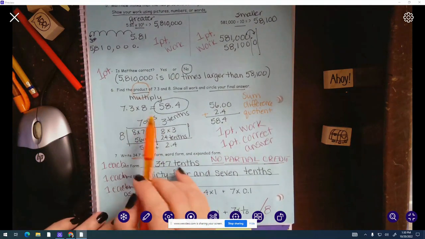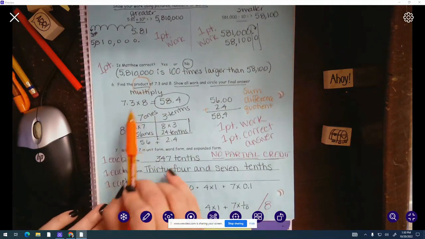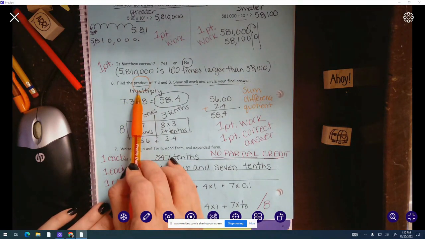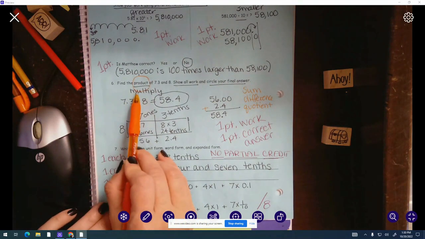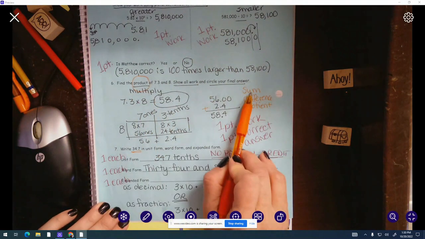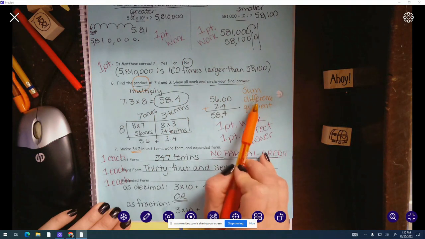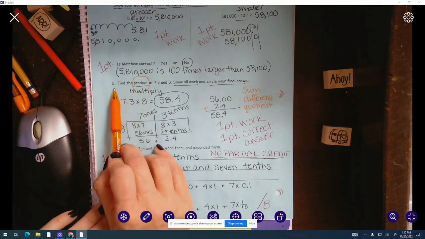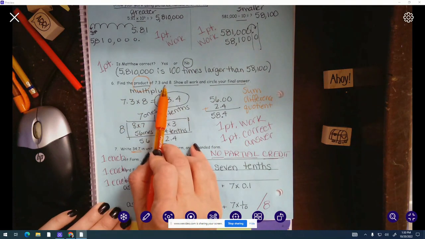Number 6, find the product. We talked about how a lot of you don't know what this word means. So we've talked about its vocabulary. This is now the third time you're seeing it. Product means multiplication. Sum is when you want to add something. Difference, subtraction, quotient, division. So product means what is the answer to this multiplication problem?